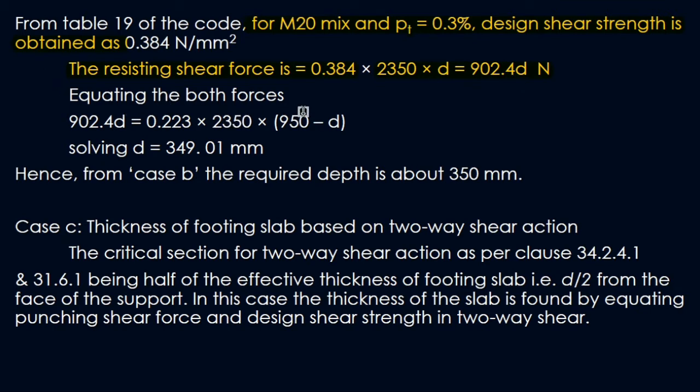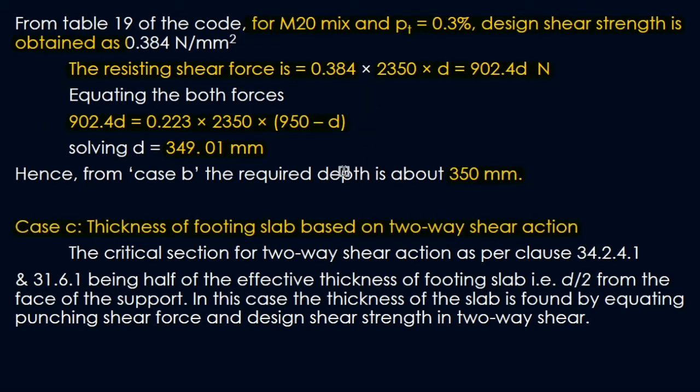So equating both forces, we have to calculate using this expression. We have to calculate the D value. So at last I got the D value as 349.01 mm. Hence from case B the required depth is about 350 mm. Then we have to do case C, thickness of footing slab based on two-way shear action.